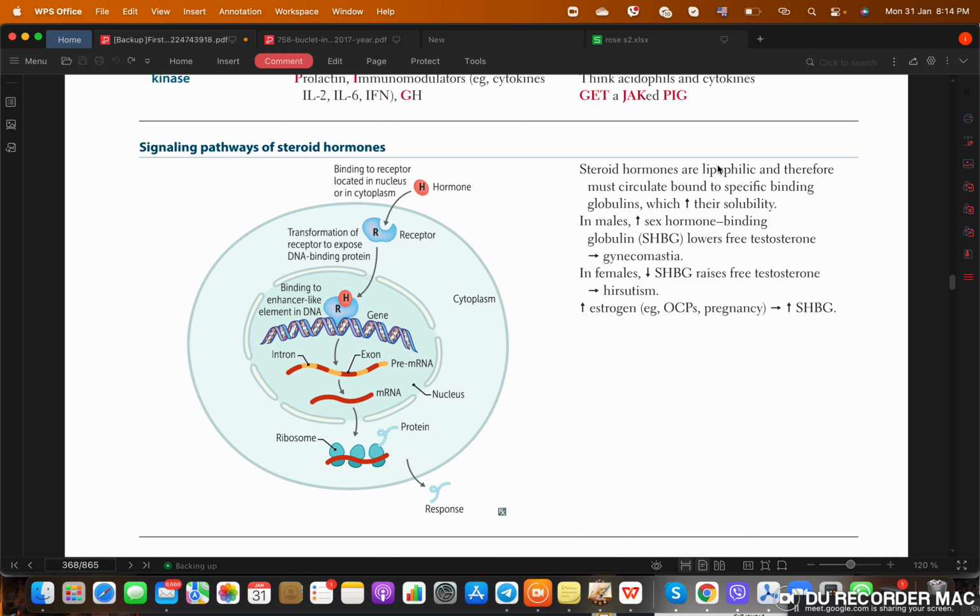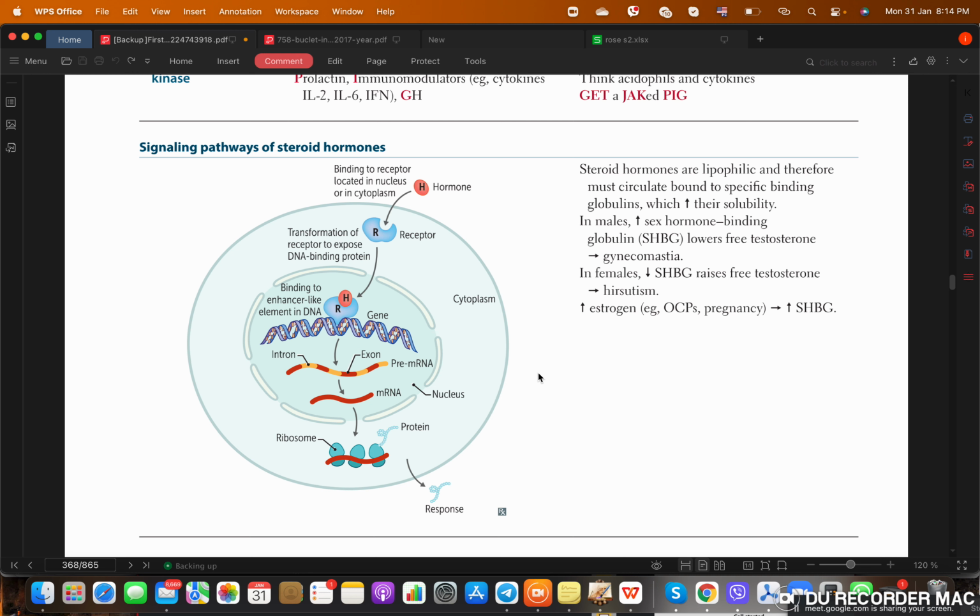So steroid hormones are lipophilic and therefore must circulate bound to a specific binding globulin, okay? Which increases their solubility. Yes, so the steroid hormones cannot circulate alone, because if they circulate alone, basically they will bind to any nearby object and they will just be stuck to it. Thus, they must have something to keep them bound all the time. So in males, increased sex hormone binding globulin lowers the free testosterone, which leads to gynecomastia.